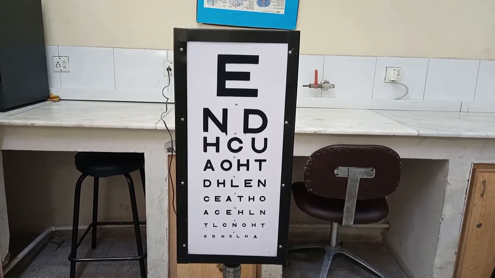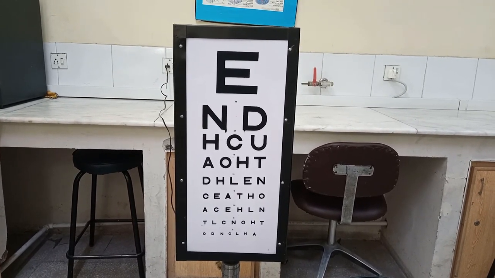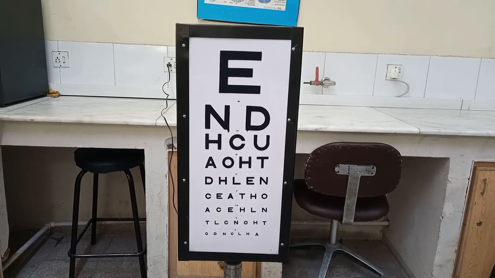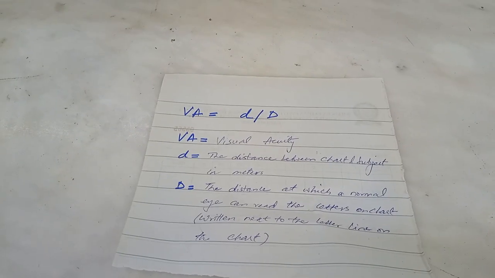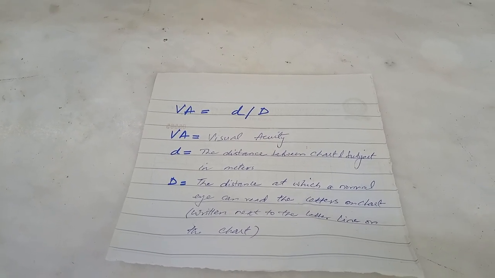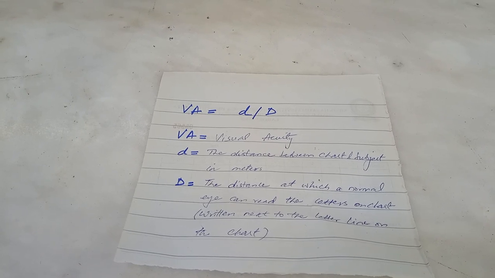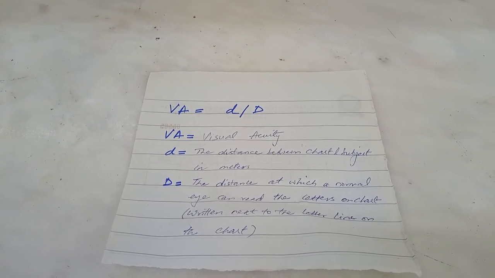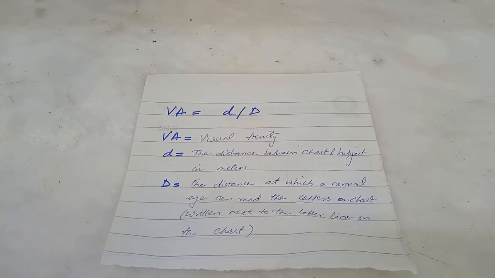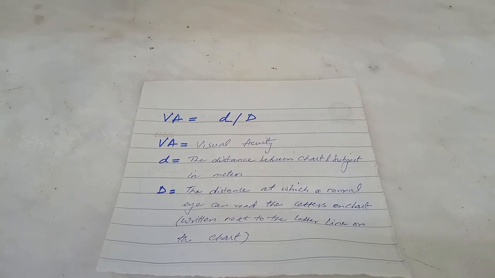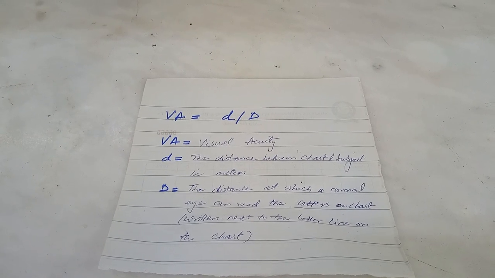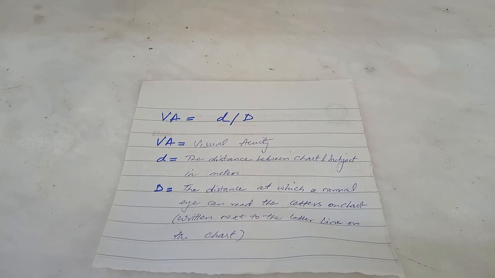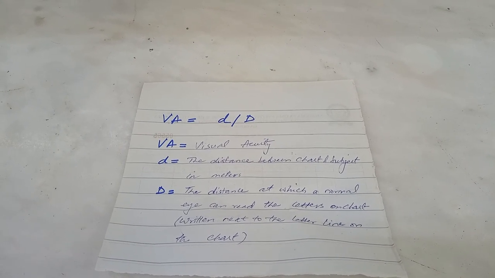So visual acuity is a measure of the power of the eye and to what extent an eye can appreciate and see the object. Visual acuity is written as small d slash capital D. Small d stands for the distance between the individual examined and the chart, whereas capital D stands for the distance at which a normal person would be able to see the object. So visual acuity is d slash D.